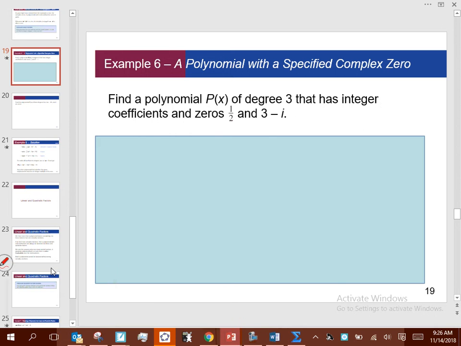Back in Section 3.5, we talked about what we call the complex conjugate theorem. I think in your textbook it's called the conjugate zero theorem, something like that. Basically, what it says is, if you have a polynomial in which there is a zero that is complex, of the form a plus bi, then its conjugate is going to show up as well.